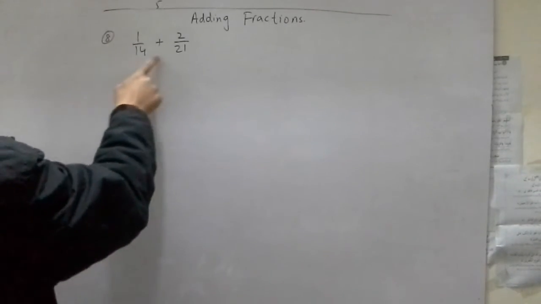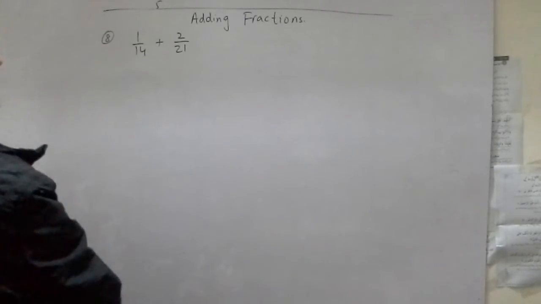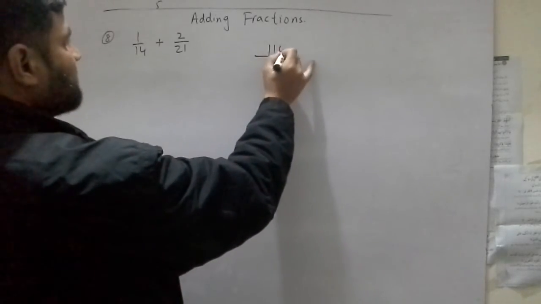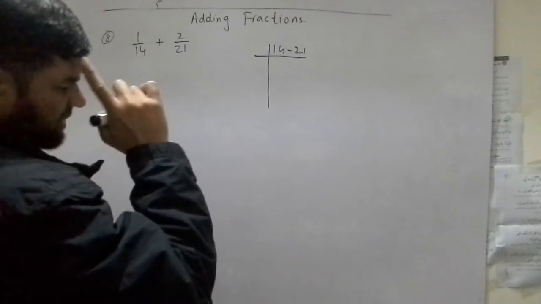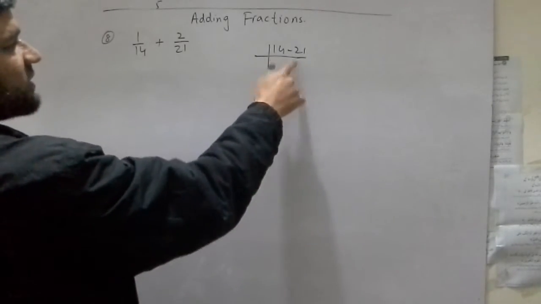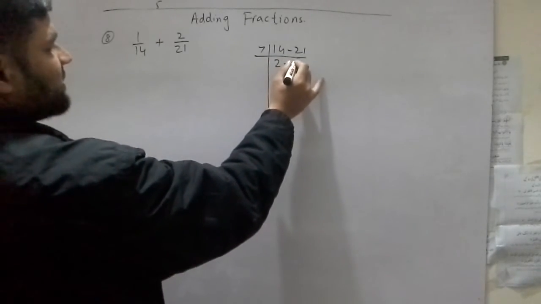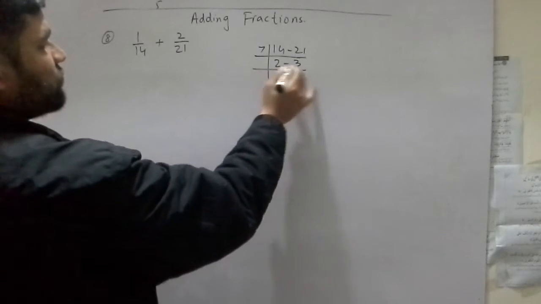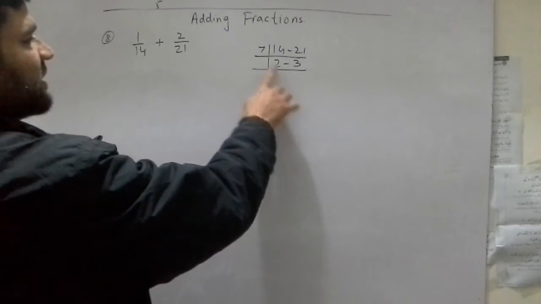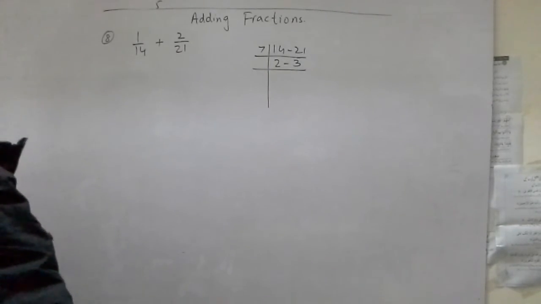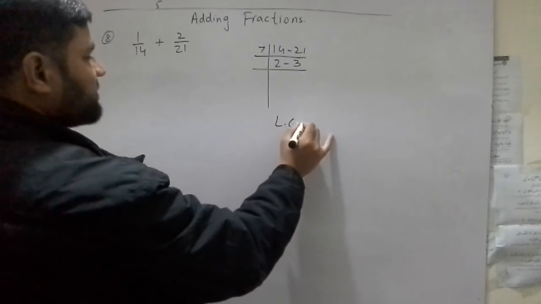So question number 8. Question number 8 is 1 over 14 plus 2 over 21. Now in this question 14 and 21 we can take LCM in this way. Now 14 and 21 can be divided by 7. We need to think of a number which can divide into both 14 and 21. So it's 7. 7 times 2 is 14 and 7 times 3 is 21. And 2 and 3 cannot be divided further on their own. So 3 times 2 is 6 and 6 times 7 is 42. So our LCM is 42.